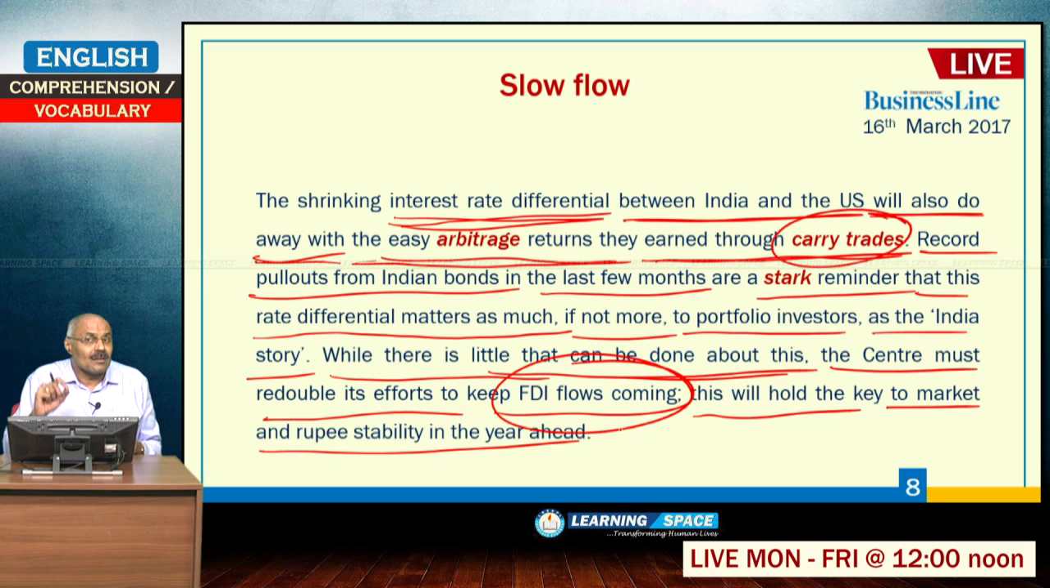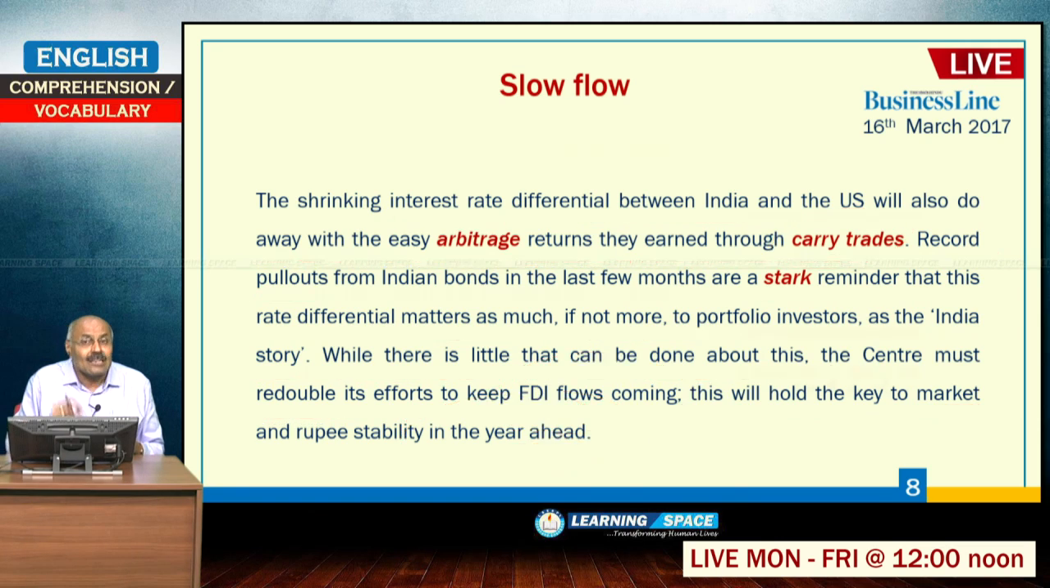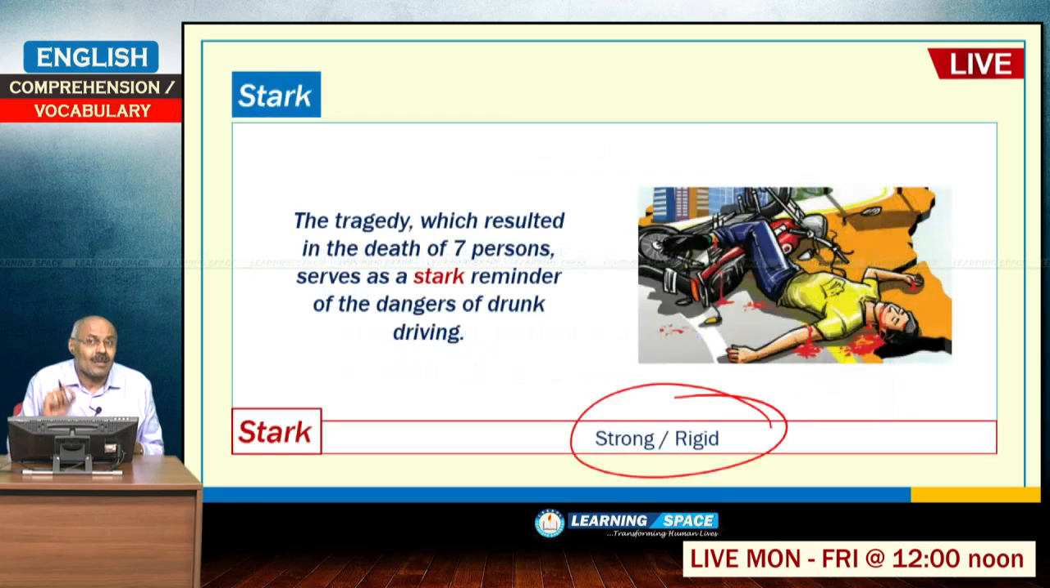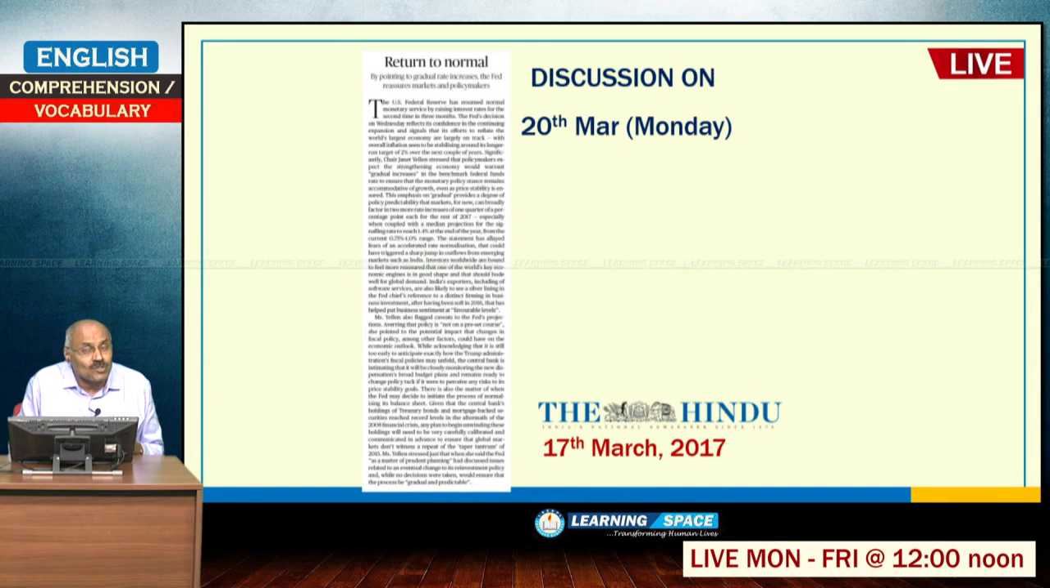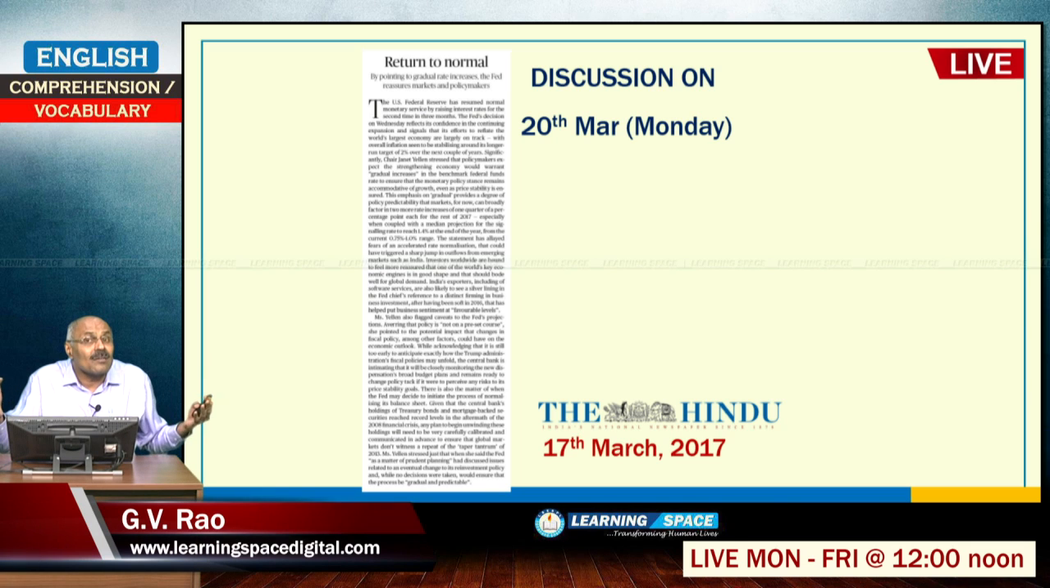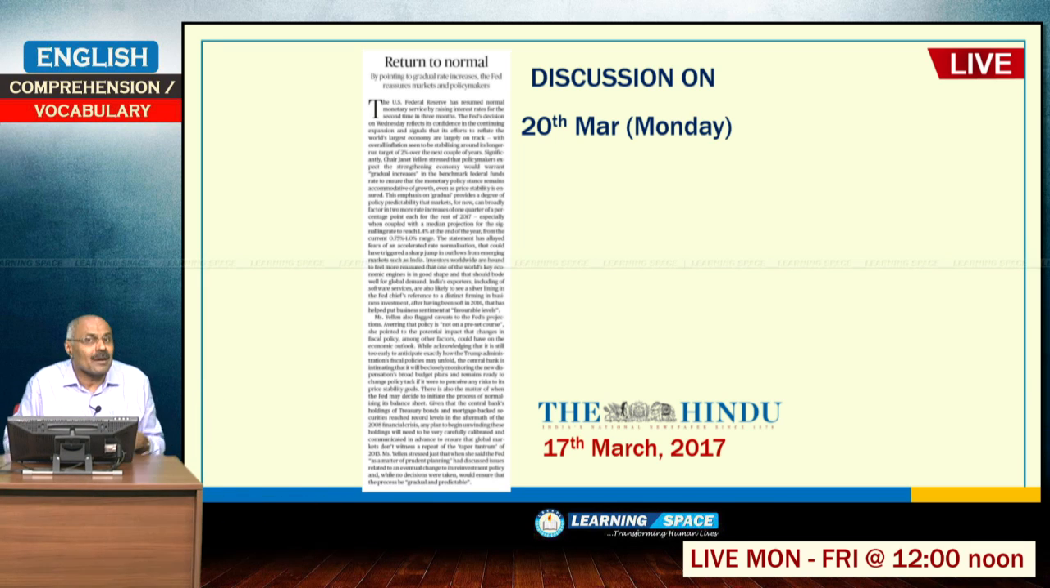So, the final conclusion is the tailwinds which supported us during the past 1 year are going to evaporate. No one can stop that. What the government can do is create a mechanism, and redouble its efforts to keep foreign direct investment flows coming to our country, and this will hold the key to market and rupee stability in the year ahead, that is financial year 2017-18. So, the crux of the matter is, please concentrate on foreign direct investment flows, that will save the country during 2017-18 from shocks in the stock markets as well as currency markets, right.